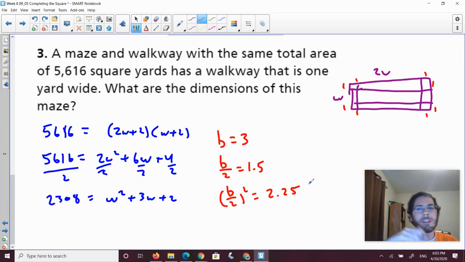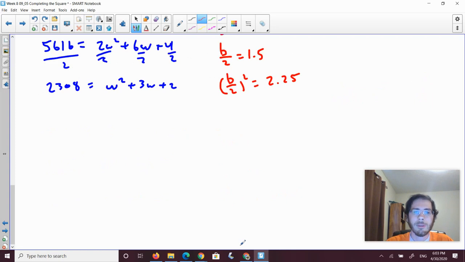I'm probably going to have to take the square root of decimals, so I'm going to need a calculator anyway. I would probably shift my focus and say, all right, I'm just going to take my equation that I have right now, subtract 2308, and find the zeros graphically. But let's be intrepid. Let's keep going. Let's see where this takes us.